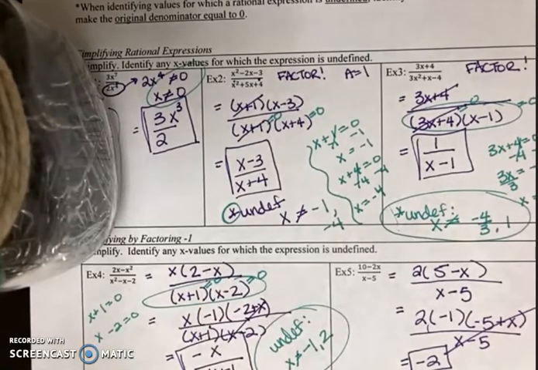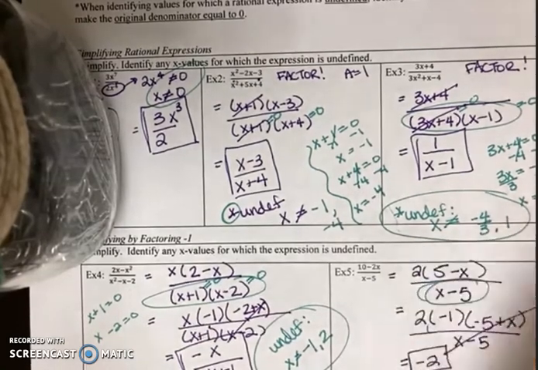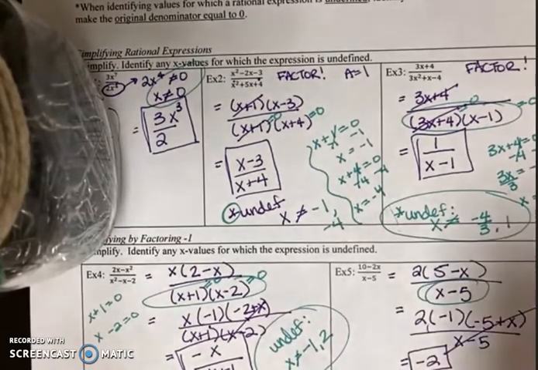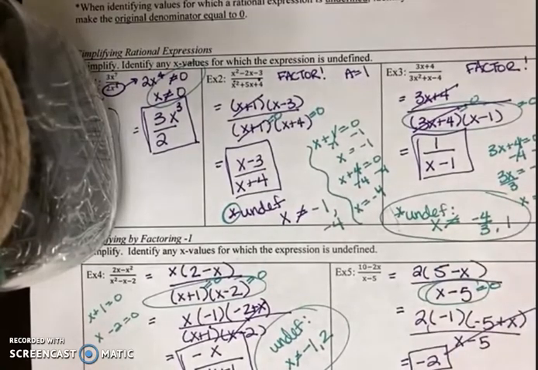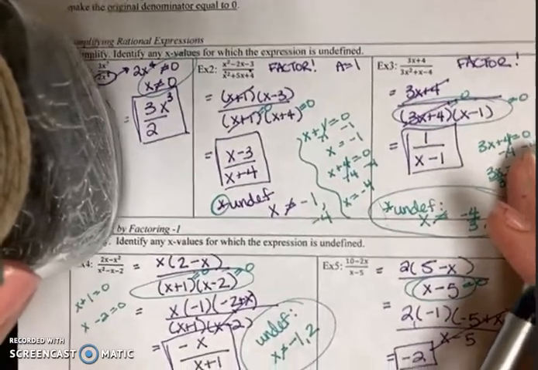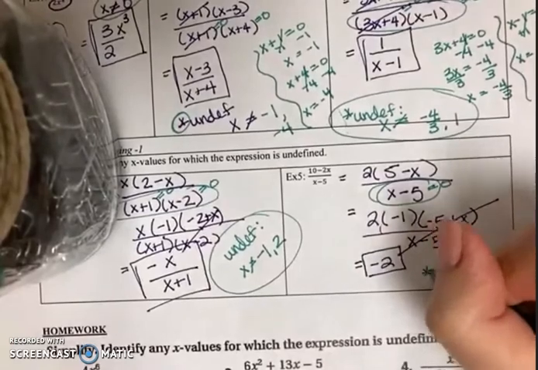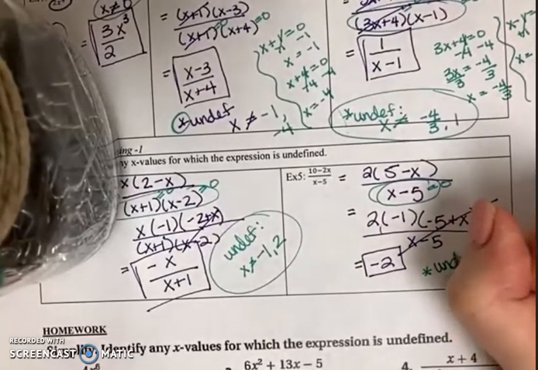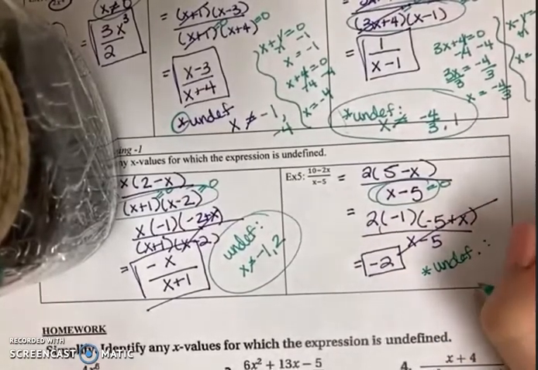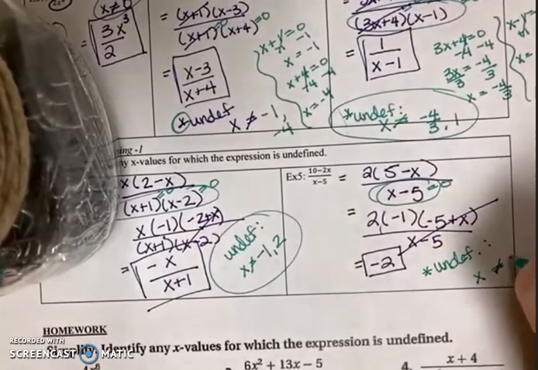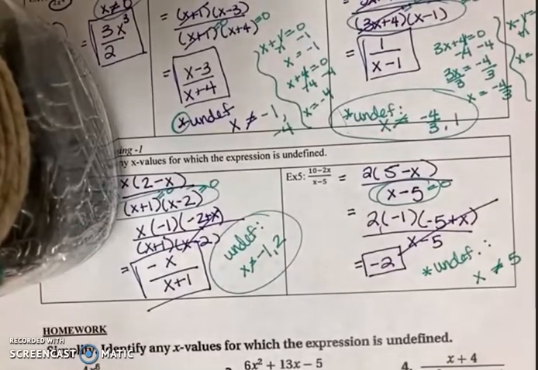We're not done yet, though, because remember, we need to ask ourselves what x values would make the function undefined. So I need to look back at the original factored denominator and set it equal to 0. For example 5, it will be undefined when x is a +5. So x cannot equal a +5.